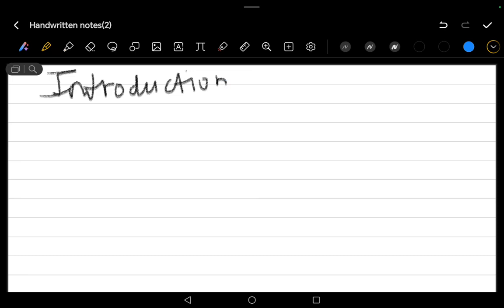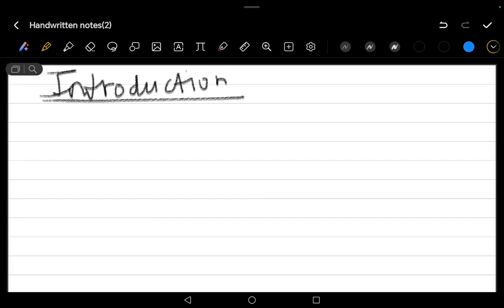Trigonometry studies the relationship between the angles and sides of a triangle. So when we're talking about trigonometry, we're talking about the angles and the sides of a triangle. In a right angle triangle, there are 3 important sides. We have the hypotenuse, the opposite, and the adjacent. For sure you know this.